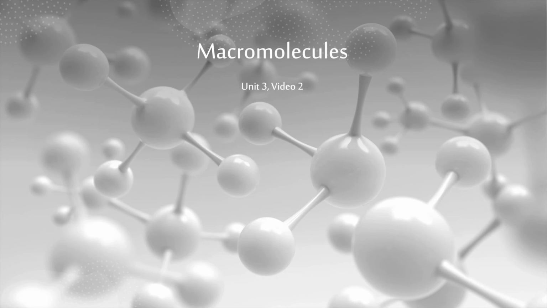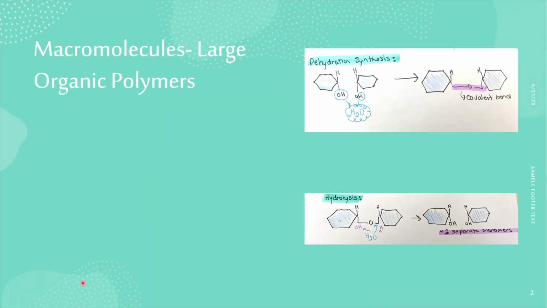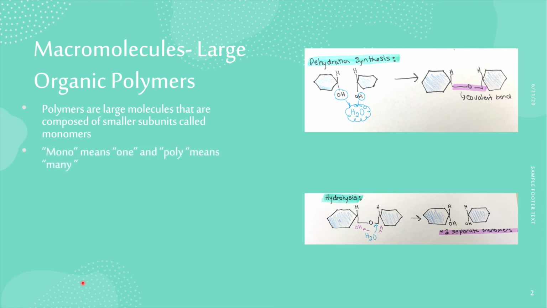In today's video, we will be discussing macromolecules. Macromolecules are large organic polymers. Polymers are large molecules that are composed of smaller subunits called monomers. Just remember that monomers are the building blocks that form huge and complex polymers. Mono means one and poly means many.